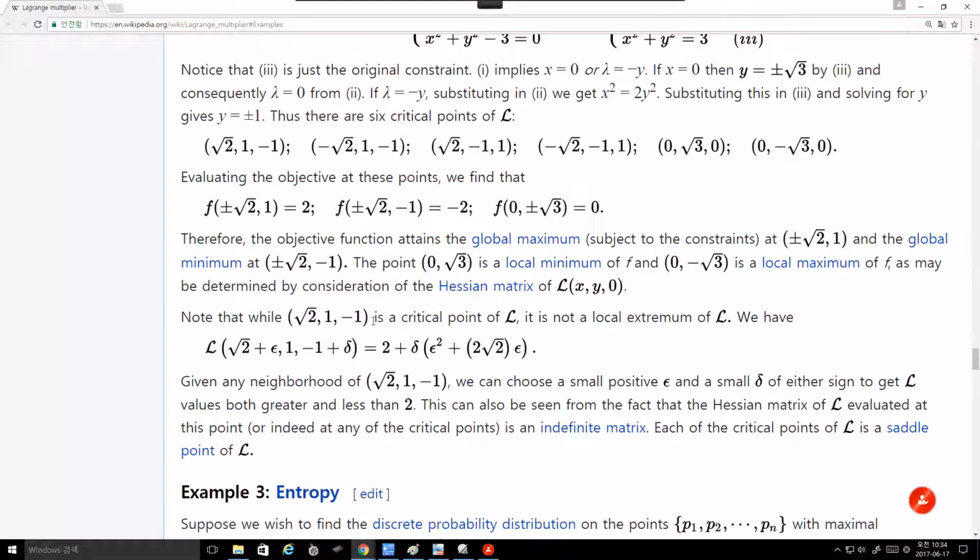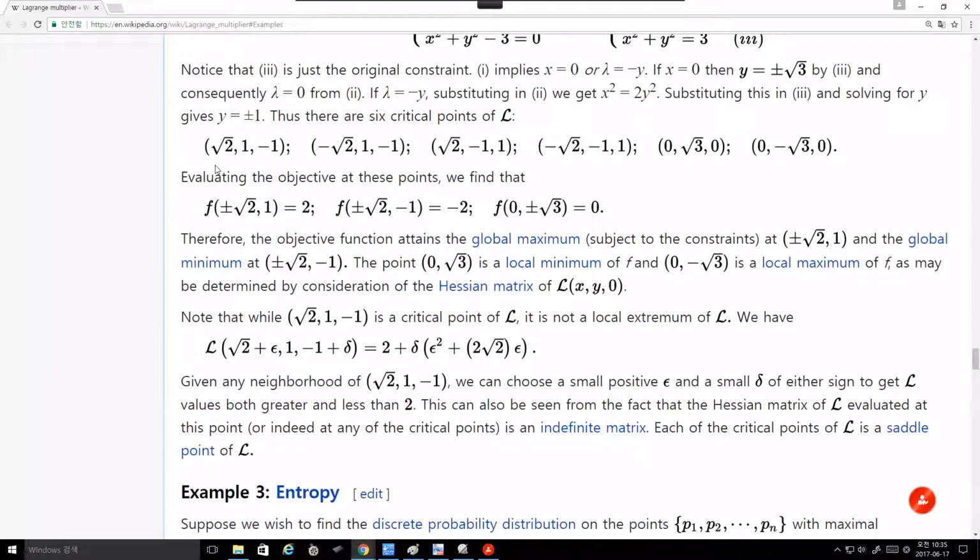Now, we have another interesting point. Note that while this one is a critical point of the Lagrangian, it is not a local extremum. Given any neighborhood of this one, we can choose a small positive epsilon and small delta of either sign to get Lagrangian values both greater and less than 2. This can also be seen from the fact that the Hessian matrix evaluated at the point is an indefinite matrix. So at this point, root 2, 1, is a saddle point.